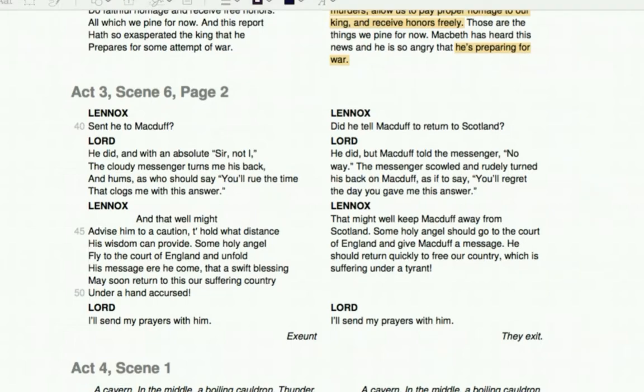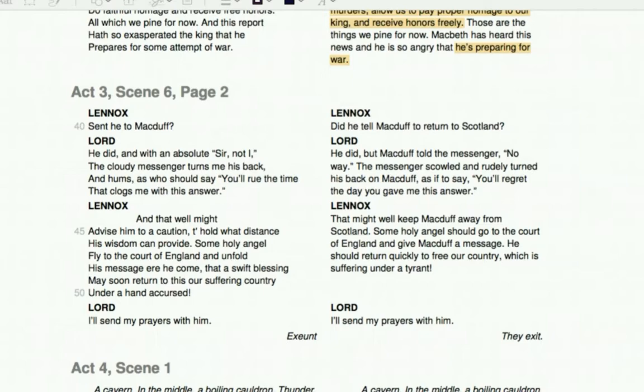Sent he to Macduff, he did, and with an absolute "Sir, not I," the cloudy messenger turns me his back and hums, as who should say, "You'll rue the time that clogs me with this answer." And that well might advise him to a caution to hold what distance his wisdom can provide. Some holy angel fly to the court of England and unfold his message ere he come, that a swift blessing may soon return to this our suffering country under a hand accursed. I'll send my prayers with him.